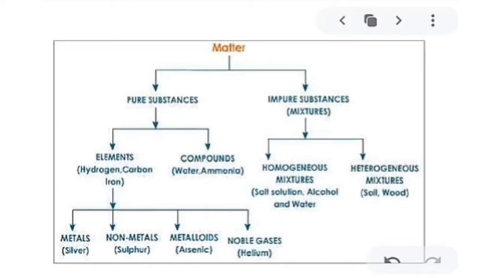Matter can be classified into two parts: pure substance and impure substance. Now, what are pure substances and what are impure substances? We'll see. But before that, a pure substance is classified into two things: element and compound. An element is classified again into four parts: metals, non-metals, metalloids and noble gases. The mixtures are classified into two: homogeneous and heterogeneous.